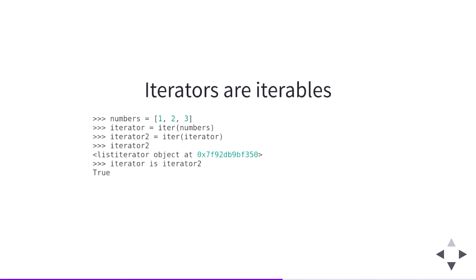So at this point, this is kind of confusing. We've got the word iterator. We've got the word iterable. You can think of iterables as something that you are able to iterate over. An iterator is the thing that does the iteration. It just so happens an iterator is also an iterable, though.